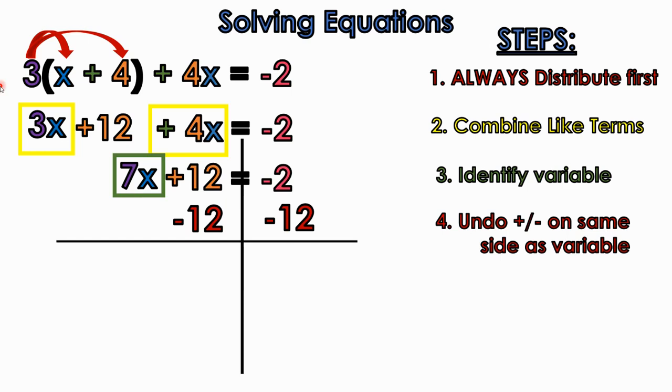Plus 12 and a negative 12 zeros out. I'm going to drop down that 7x. Negative 2 plus a negative 12 is negative 14.